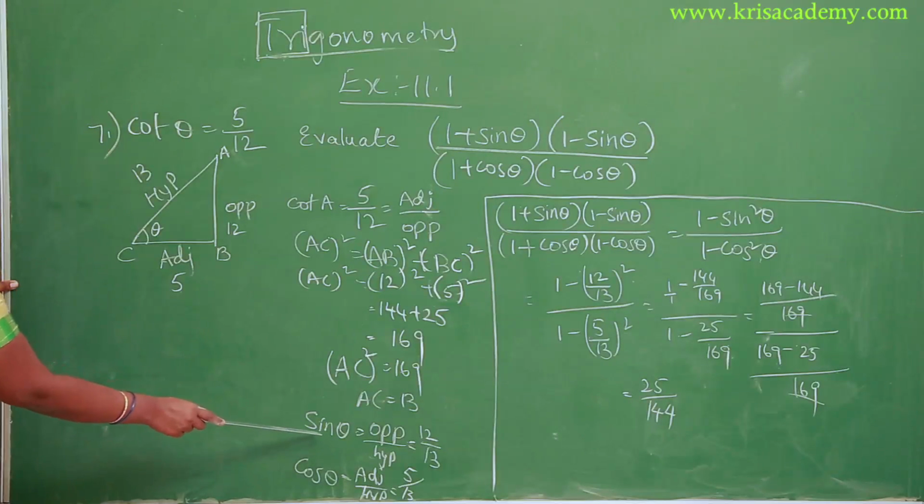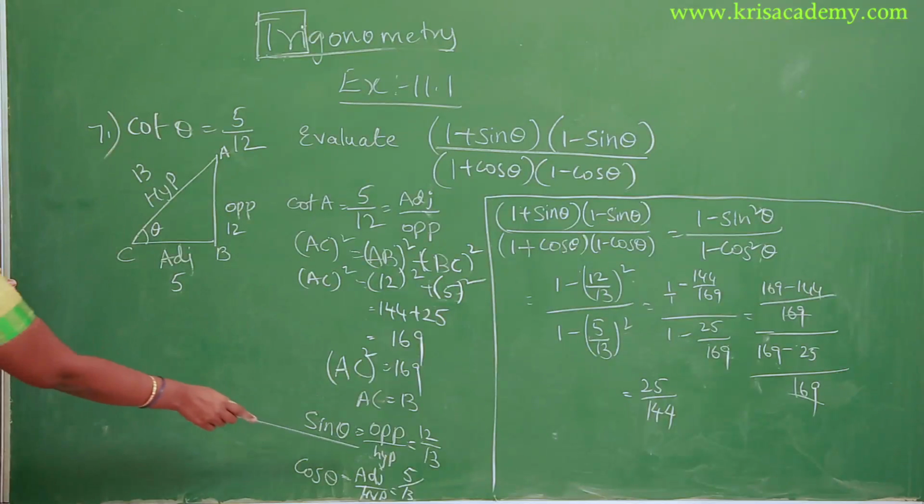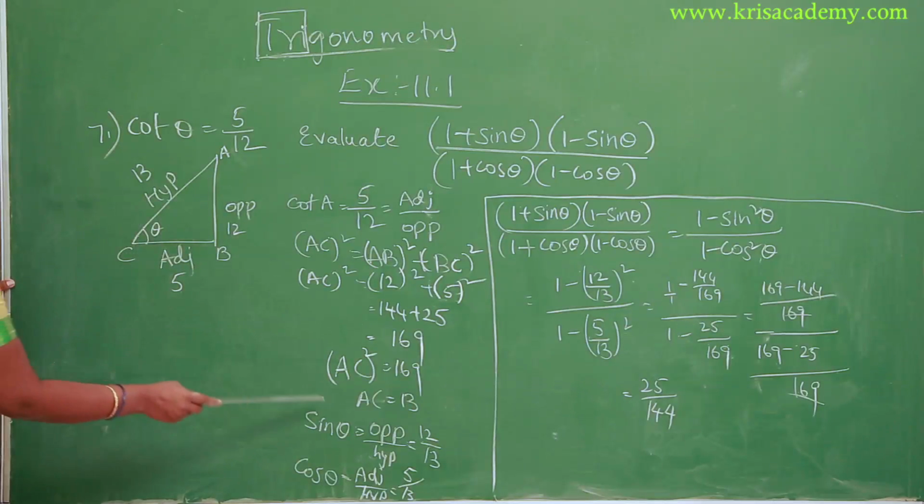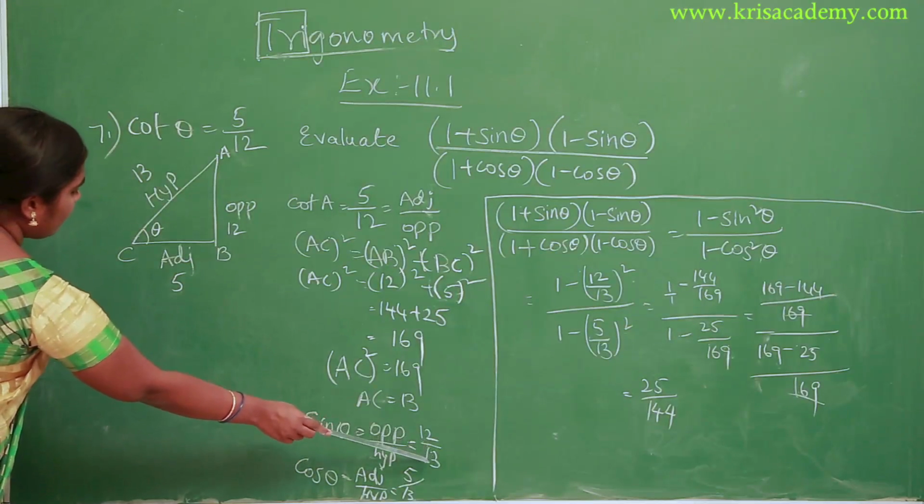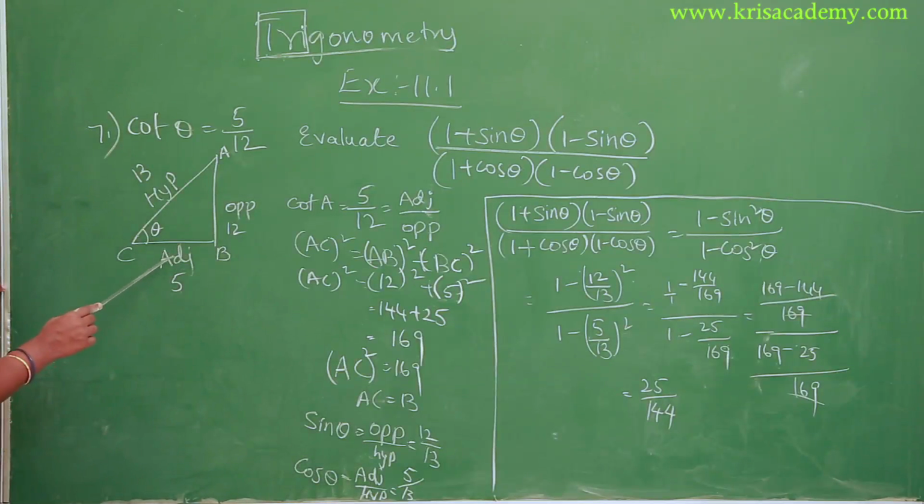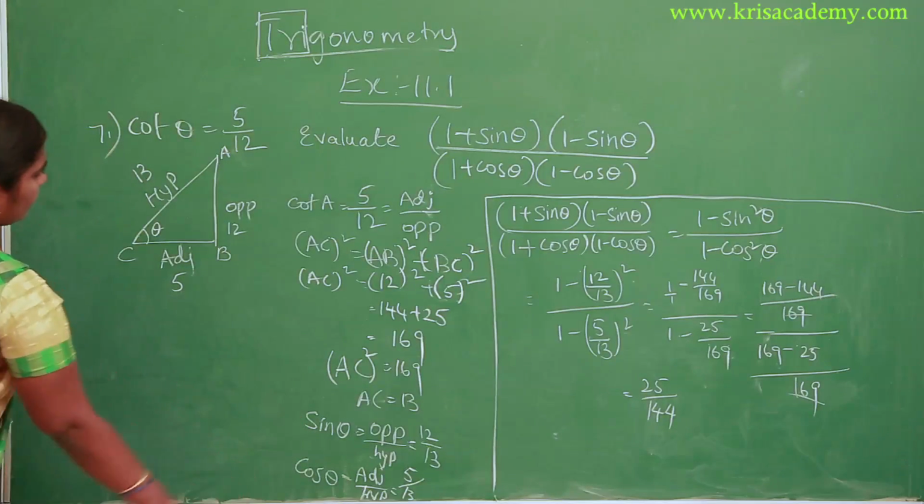So now we have to write the trigonometric ratios. Sin theta trigonometric ratio is opposite by hypotenuse. Opposite value is how much in the figure? 12. Hypotenuse is 13. So sin theta is equal to 12 by 13. Cos theta is equal to adjacent by hypotenuse. So adjacent value is 5, hypotenuse value is 13. So cos theta is equal to 5 by 13.